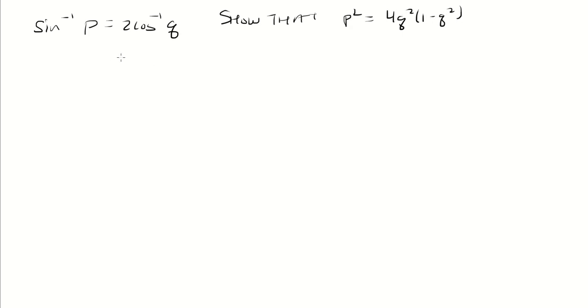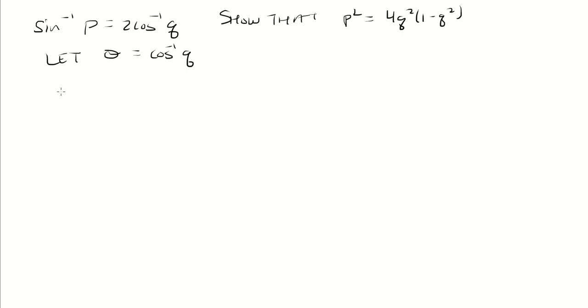If inverse sine of P equals 2 times inverse cosine of Q, show that P squared equals 4Q squared times 1 minus Q squared. Okay, so first we're going to let theta equal inverse cosine of Q.